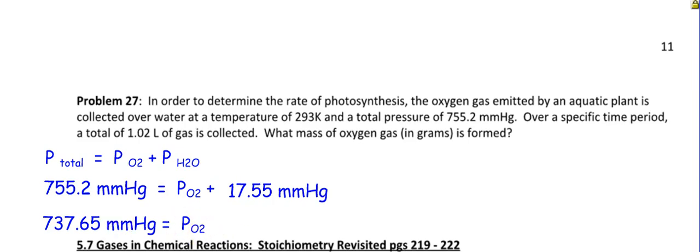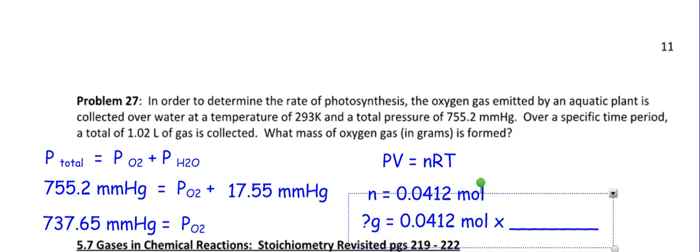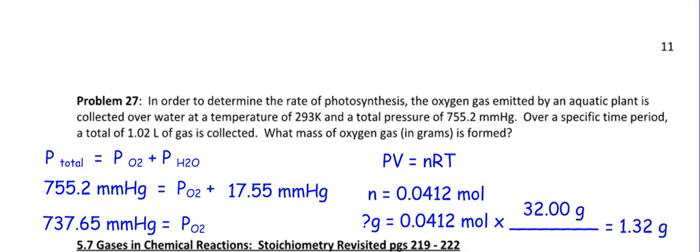Are you back? All right, so I used PV = nRT, and I'm not going to show you all the work because I think you can probably do it. And I got this for moles, but I'm not done yet. What are you looking for? Grams. Go ahead and do that. All right, this is what I did. I put grams on the top, moles on the bottom, and my final answer is 1.32 grams, okay?